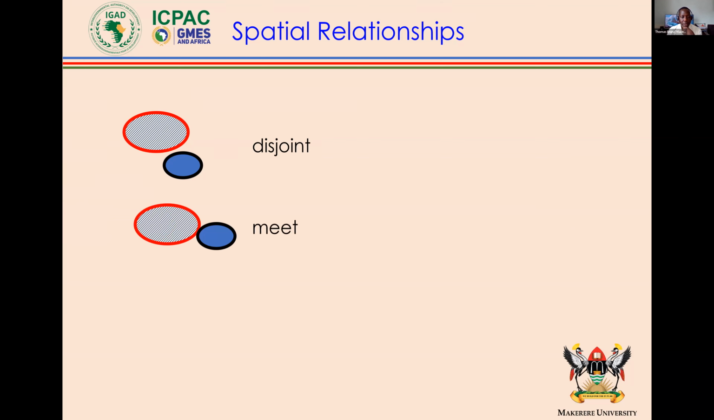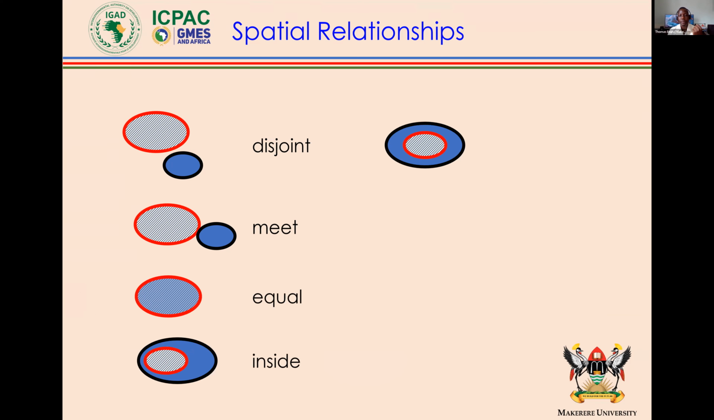If two objects meet together and they're not actually sharing the boundary, but meet one on top of the other, then that becomes a meet, not what you will see later. If they're equal, then one polygon is just on top of the other. Another relationship is inside. Inside is when one polygon is inside another polygon.